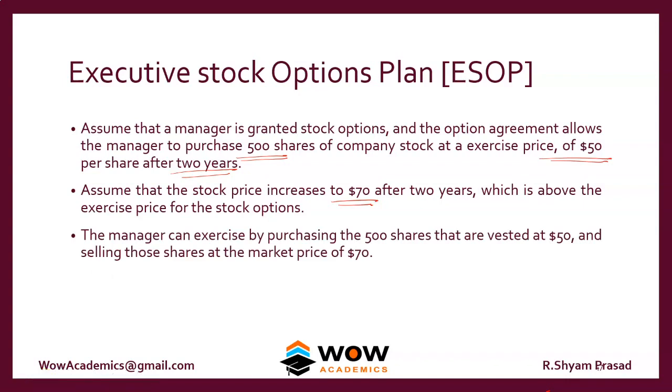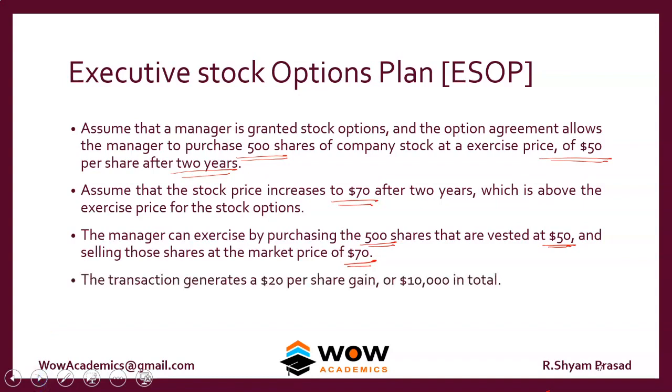So now the manager will exercise his option. As promised, the company will give him 500 shares. He will pay 50 rupees for each share, so that will be 25,000. He can sell those shares in the market at 70 rupees per share. So per share he will make a profit of 20, and in total 20 into 500, that is 10,000, as his profit. 20 is the per share gain and 10,000 is the total gain. So that's how ESOPs work.